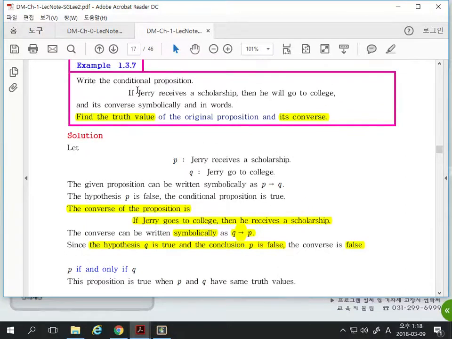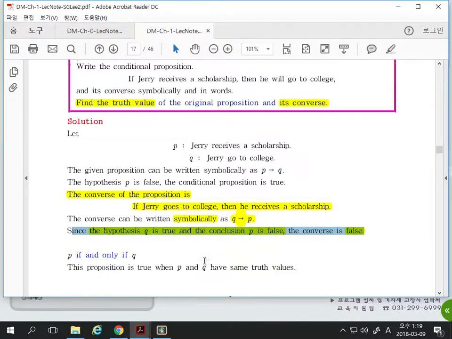If we define P as Jerry receives a scholarship, and we define sentence Q as Jerry goes to college, then this conditional proposition can be written P implies Q, and the converse of this proposition is Q implies P. The truth table of this depends on whether the given condition is true or not. So the truth table depends on whether P is true or Q is true. So in each case we can draw the symbolic truth values of these propositions, whether true or not.